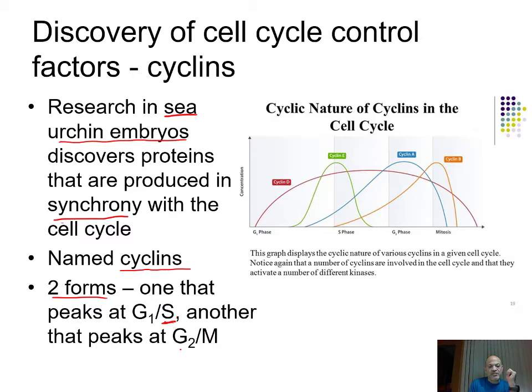And another one was at the G2/M. So at G2 is right before you go into mitosis. So right there you saw an increase in another kind of cyclin. So it would increase at that point and the cell would progress through there.